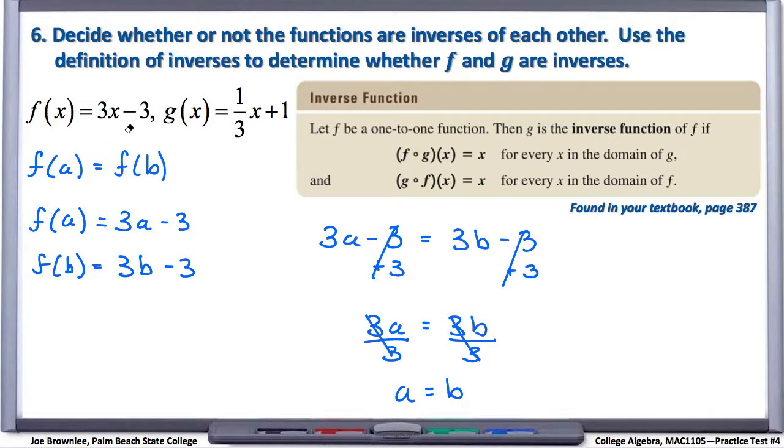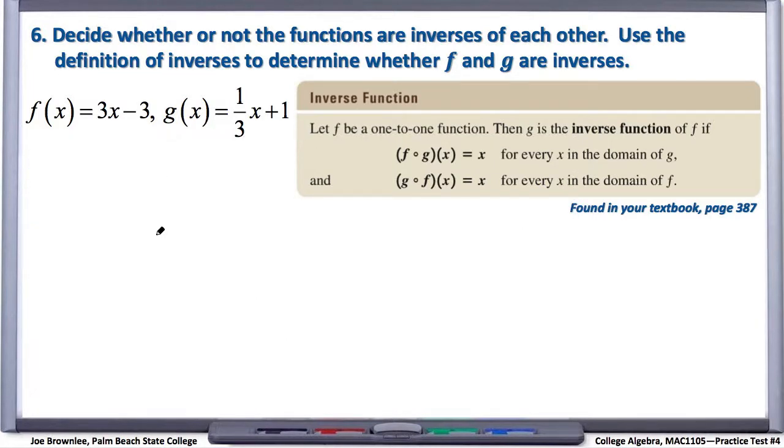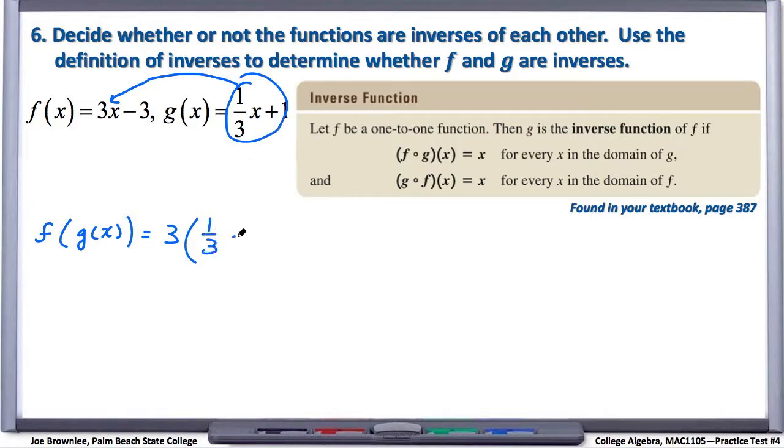So let's proceed and determine if f and g are inverses of each other. First things first, we want to compose f of g of x and see if we get x. All that means is that we're going to take that g function and plug it into the f function right where we see the x. So we're going to say f of g of x is equal to 3 times, well, what is the g function? 1 over 3x plus 1, and minus 3.